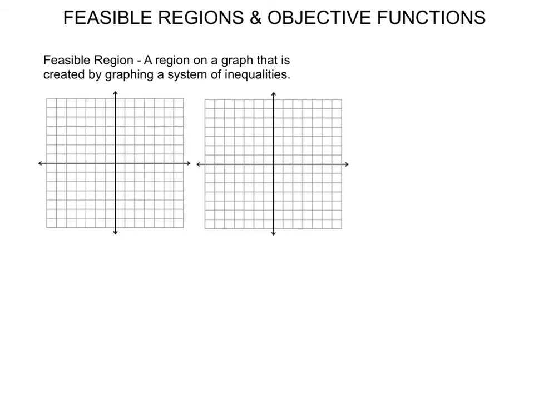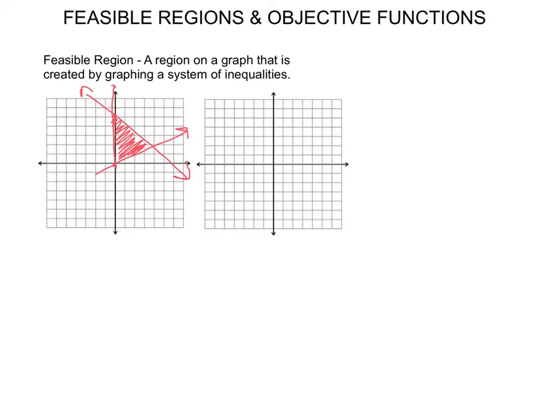If we want to talk about linear programming, the first thing we need to do is define a feasible region and then understand what an objective function is. A feasible region is a region on a graph that is created by graphing a system of inequalities. So, for example, if we had a system of inequalities that might include this line and this line, and we saw that this created this region in here, this is called a feasible region.